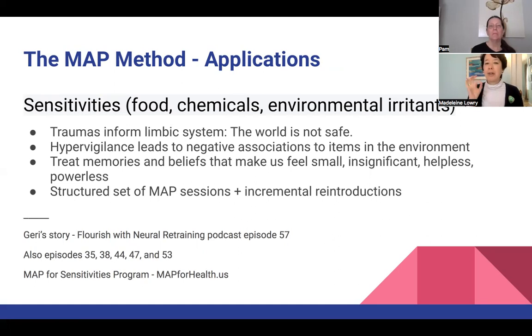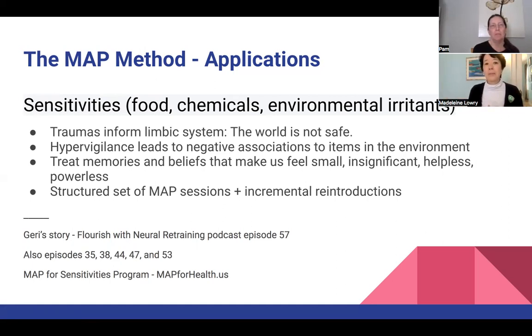All right, I'm going to very briefly talk about some applications. So, sensitivities. That was something I was working with as a nutritional therapy practitioner when I first certified in the MAP method. I certified in the MAP method because I wanted to bring this method of advanced neural retraining to address sensitivities, particularly for people who have tried things like DNRS, basic methods of neural retraining, and it just wasn't enough.